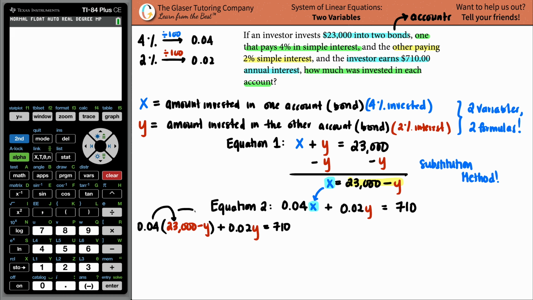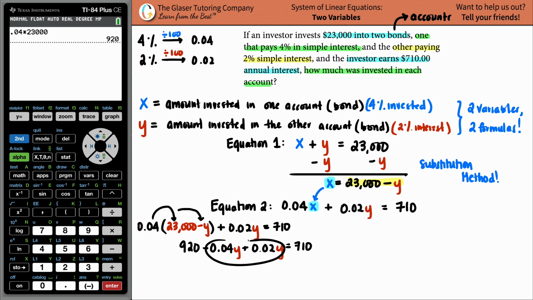Seems like we just got to do a little bit of distributing here. So 0.04 times 23,000, we get $920. So 920 minus 0.04y plus 0.02y, and that equals 710.